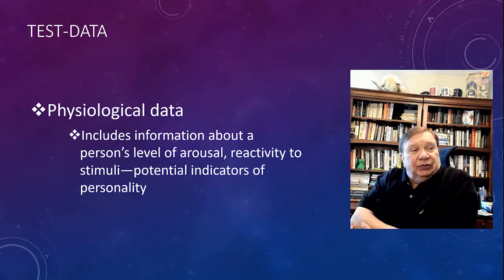Test data subsumes physiological data, where we can measure an individual's arousal, how they react to stimuli, things that might be indicators of personality traits. When we get to the biology of personality traits, we'll talk about how introverts have faster nervous systems than extroverts do, and they're more reactive.